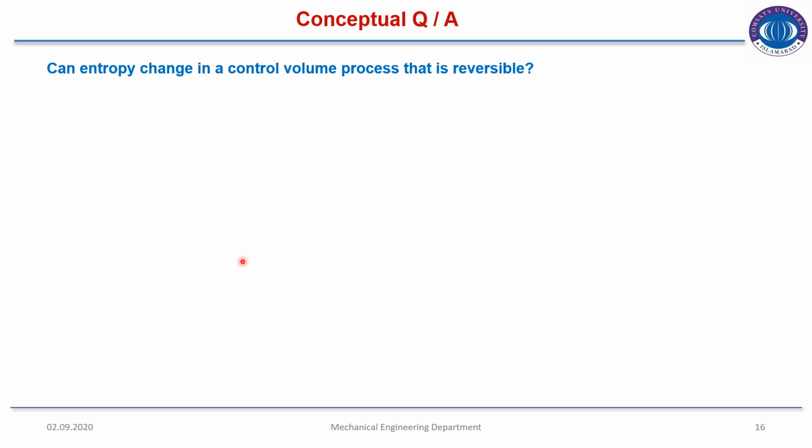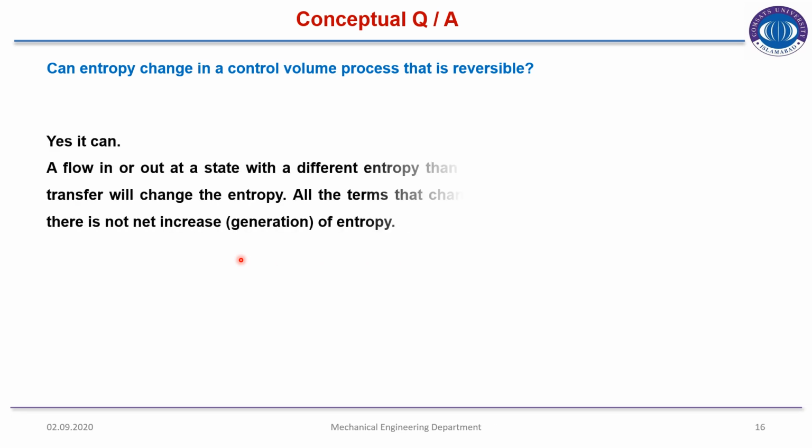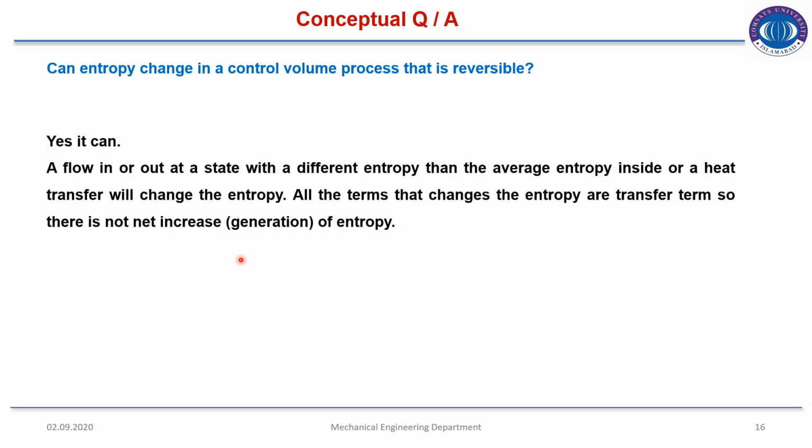Can entropy change in a control volume process that is reversible? You are asked: if the process is reversible, will the entropy remain constant or can it change? The short answer is that the entropy can change for a reversible process as well. A flow in or out at a state with a different entropy than the average entropy inside, or a heat transfer, will change the entropy.